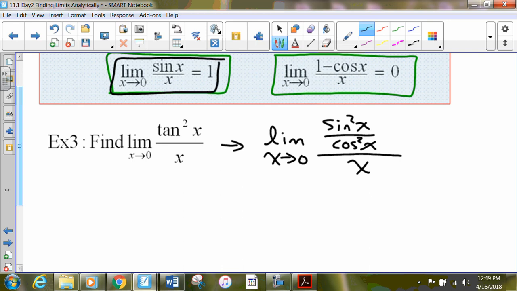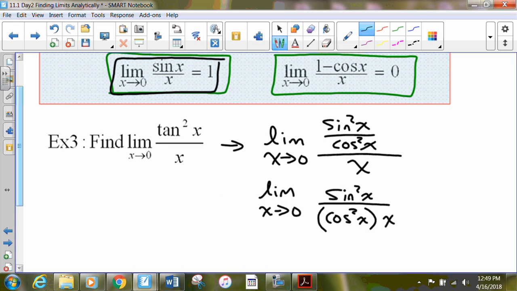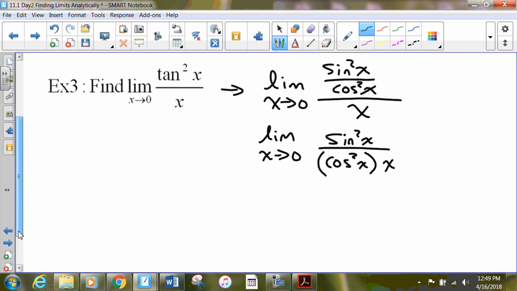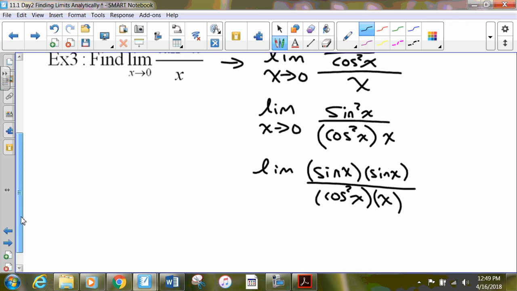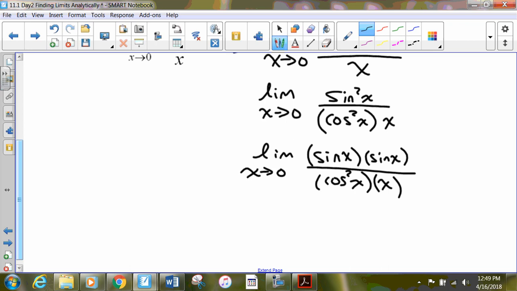So now let's keep moving because I want to be able to use this one especially. I want to be able to have a sine x over x. So let's go ahead and I'm going to rearrange this. I can write this as sine squared x over cosine squared x times x. I can rewrite that as sine x times sine x over cosine squared x times x. And now I'm just rearranging things, right? I want to get a sine x over x, and see how I'm continuing to write the limit over and over again? We're going to do that because otherwise we're going to forget we're even in a limit problem.